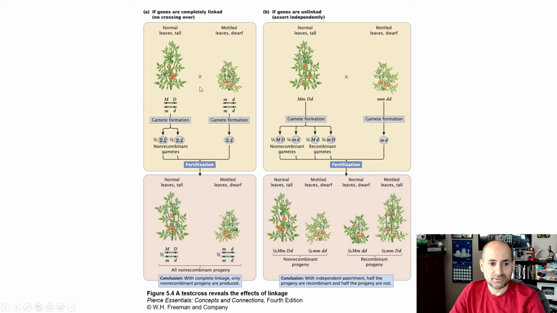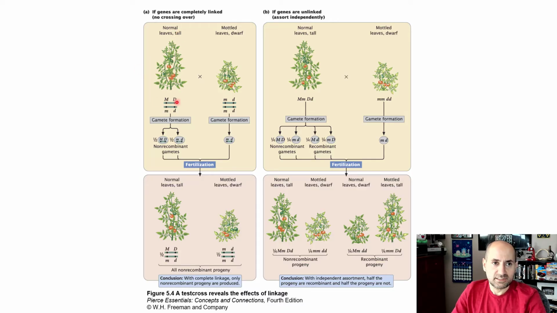So here's an example. Here's a test cross revealing the effects of linkage. So in example A, this is an example where genes are completely linked. There's no crossing over happening whatsoever. So let's pretend genes M and D are right next to each other, right? Little m for mottled leaves, and little d for dwarf plant. And the wild type is dominant for tall and normal leaf plant.